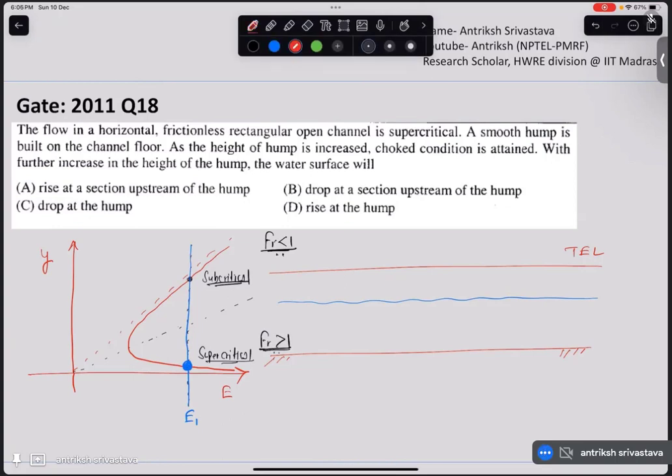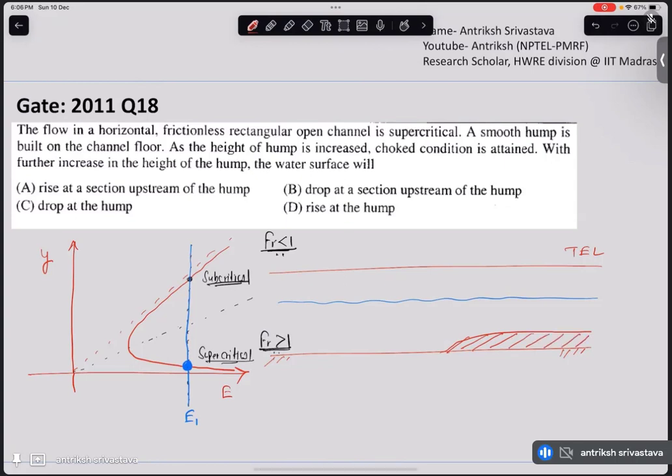But when we added a hump somewhere along the downstream of the section, what did we do? We reduced the energy on the downstream side of this flow by the height of the hump. So this specific energy line which we drew here will shift to the left side, let me use some other color, by the amount of delta Z. This is the new specific energy for this downstream point, E2.